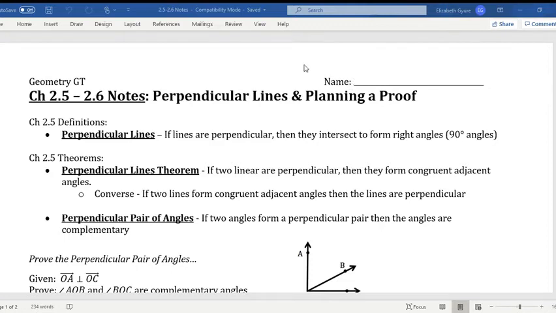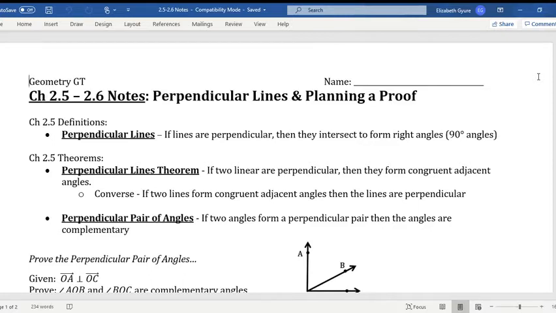So perpendicular lines and planning a proof. A couple vocab words for us here today. We have perpendicular lines. Have we heard of them before? I hope so. It's kind of a trick question. Yes, I have no doubt that we have heard of them before, but we're going to formally define them.